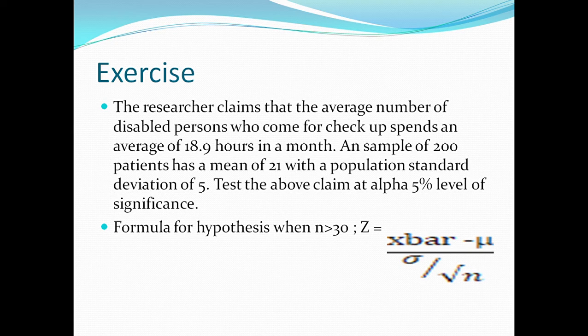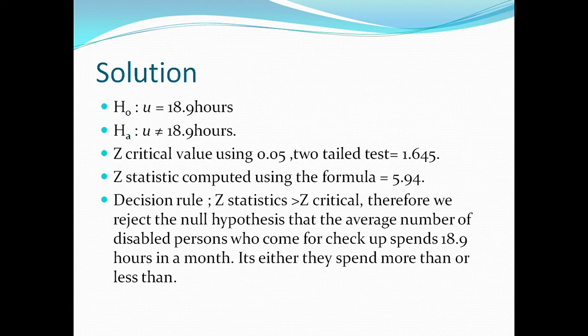The formula to solve this: from our question, we see that our sample size is 200 patients, so we are using the z-test. And the formula for our z-test is the x bar, which is the sample mean, minus the mu, which is the population mean, divided by your standard deviation, which is also divided by the square root of your sample size. That being said, I'd like to take us through the solutions in accordance with the steps I've listed previously.